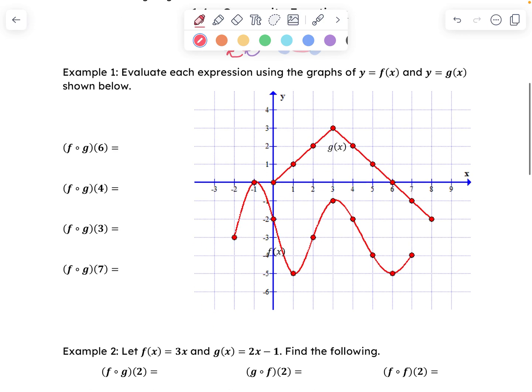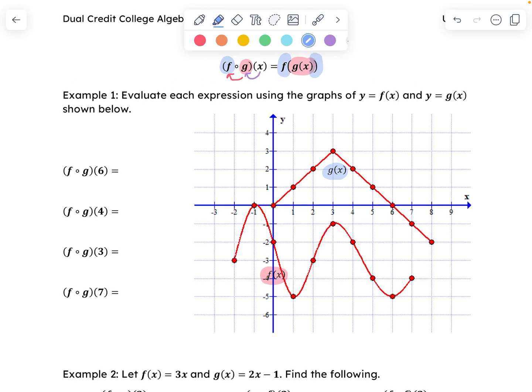First we've got a graph here. If you look at the graph, our f of x function is this curvy function, and our g of x is our more straight line function, our absolute value function here. We're going to take our g of x, plug it into f of x a couple times and see what we get.